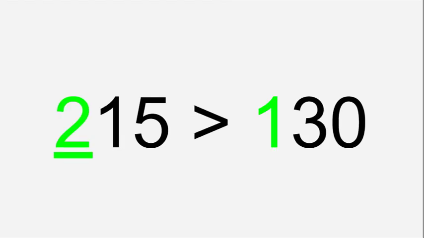The next number we're comparing is 215 and 130. Which number is bigger? We will compare the 2 and the 1 in the hundreds place value. 2 is greater than 1, so 215 is greater than 130.